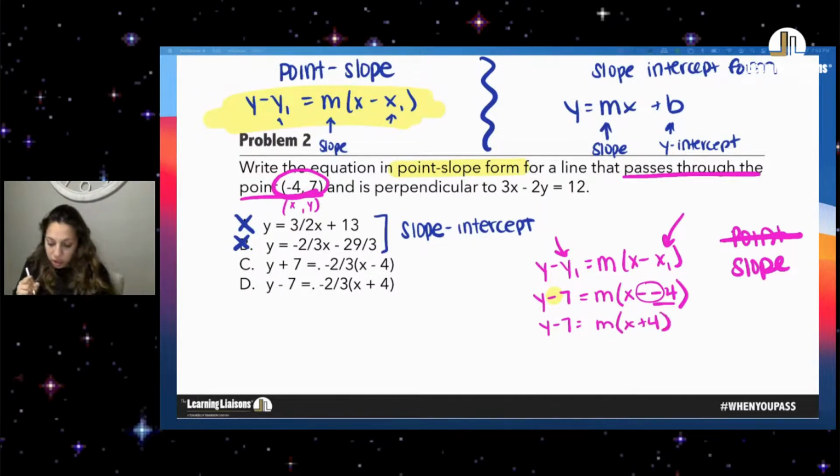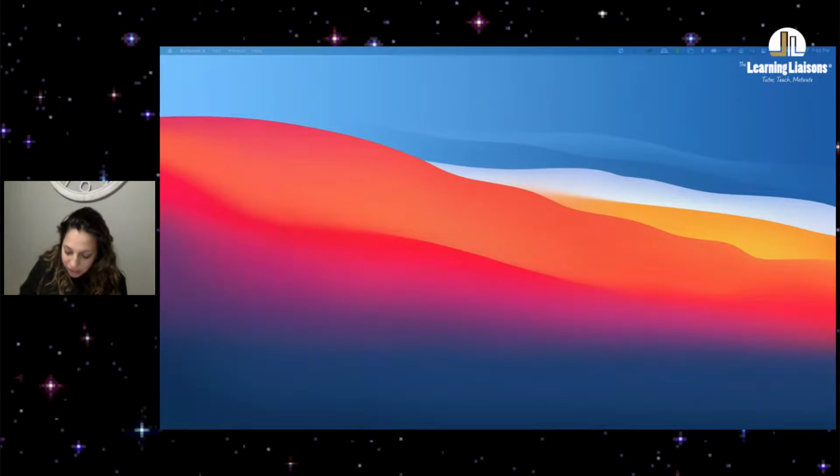So there's my equation. Now, I can actually choose my answer at this point without knowing the slope of my line. Why? Because this says y plus 7 and x minus 4, and this says y minus 7 and x plus 4. So because of that, I can actually choose my answer without even figuring out my slope, which is kind of nuts.